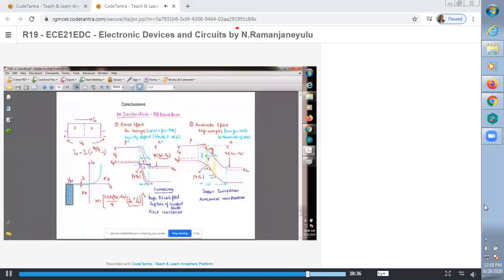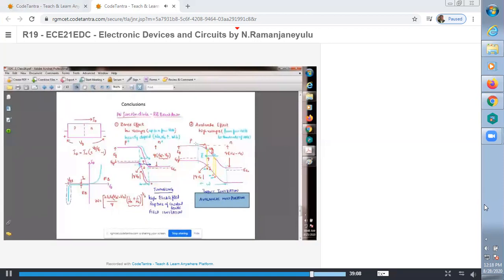Now coming to the second one, the avalanche effect. What is the avalanche effect? It occurs from a few volts to thousands of volts, and it is due to avalanche multiplication. Once we increase the reverse voltage, a large electric field is created. Due to this electric field, in the P side the minority carriers are electrons, and one electron acquires sufficient kinetic energy.